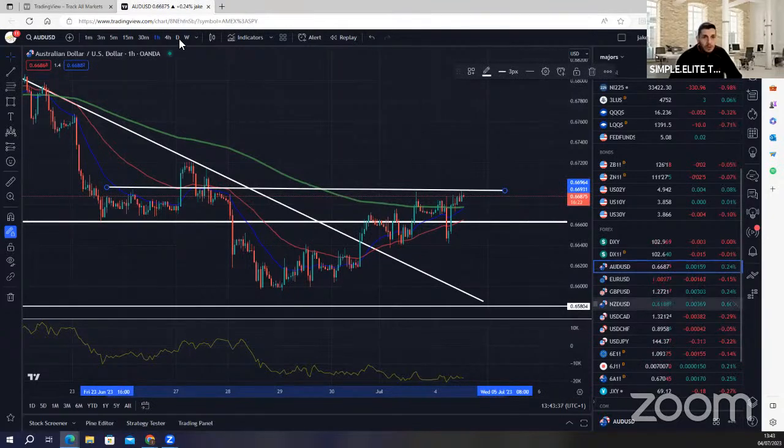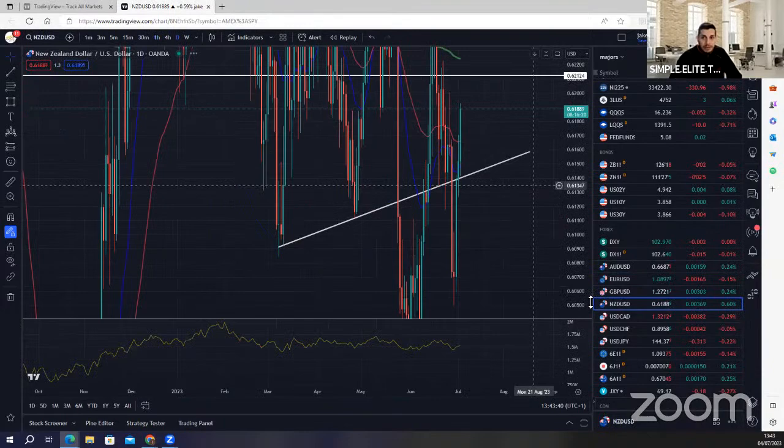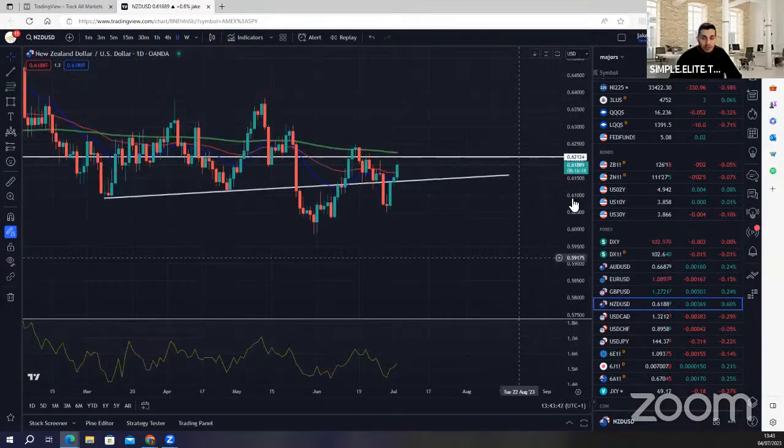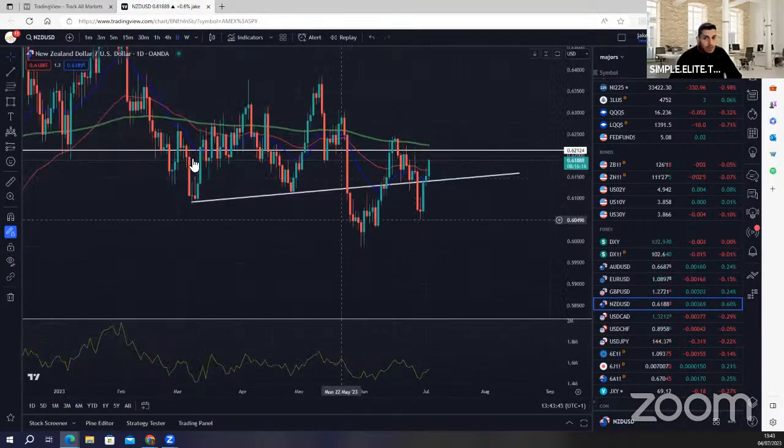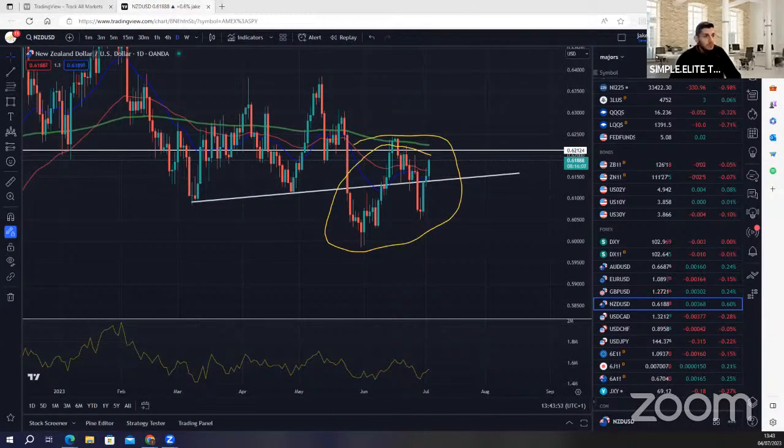New Zealand dollar is not on my list because price action looks stronger and there is no direction at the moment. So price is in the middle of this. So for me, it's not on my watch list.